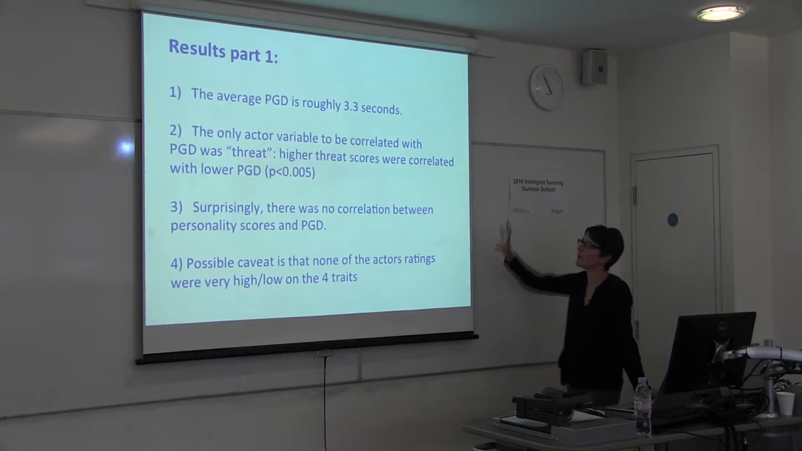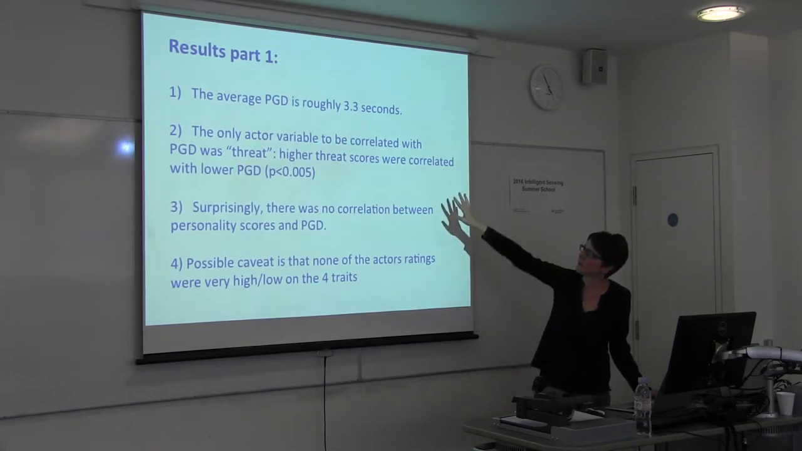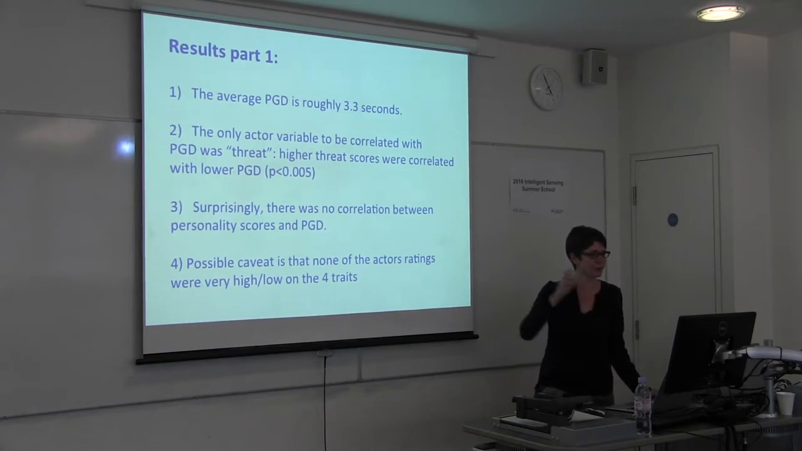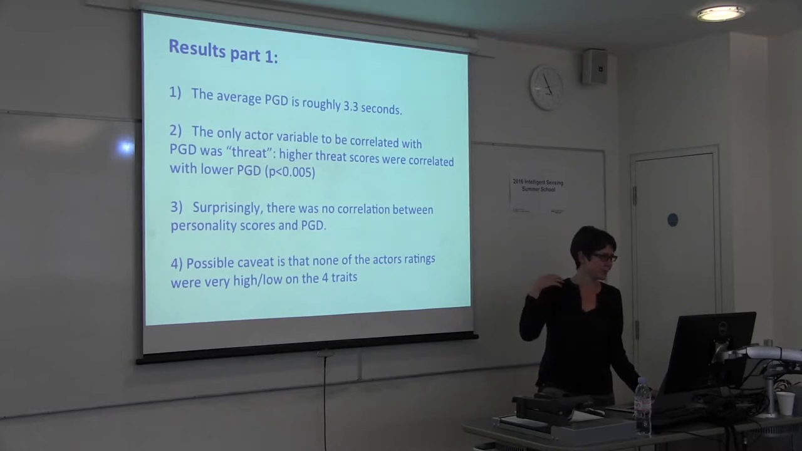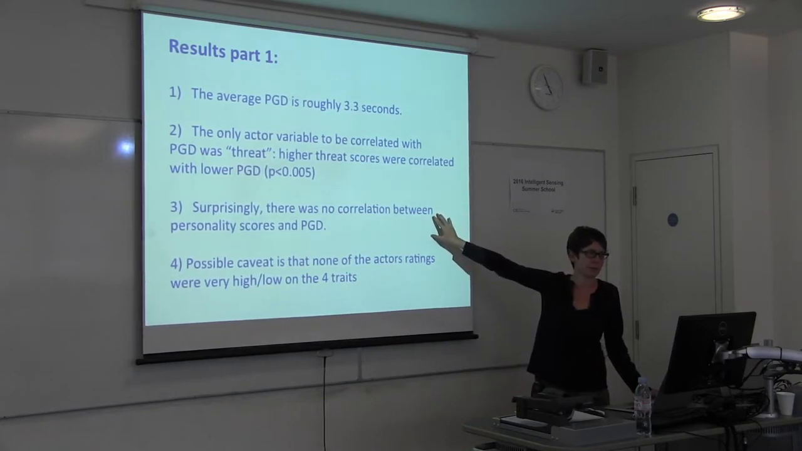So the average preferred gaze duration is roughly 3.3 seconds. Surprisingly, the only actor variable that was correlated with this preferred amount of eye contact was threat. Attractiveness wasn't, dominance wasn't. And surprisingly, there was absolutely no correlation between personality scores and preferred amount of eye contact.